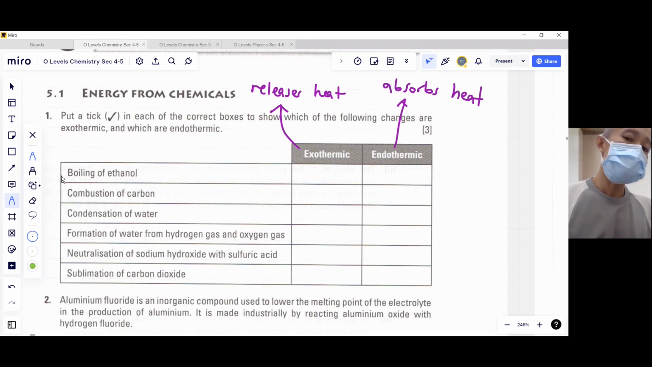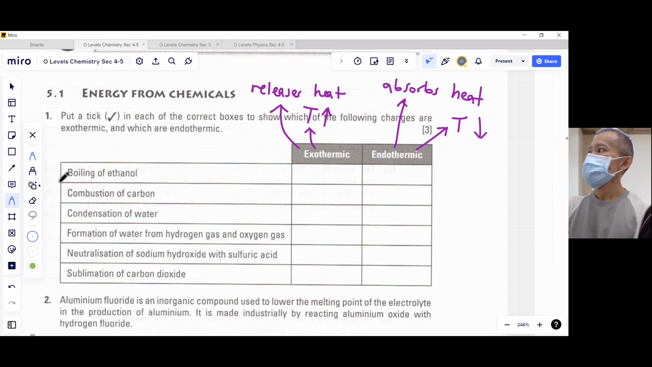But the second one that's important is also exothermic implies, usually, not all the time, temperature increases. Endothermic, temperature of the system decreases most of the time. So don't confuse these two words.